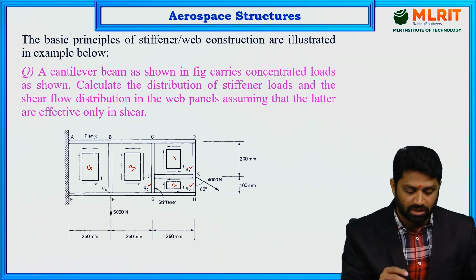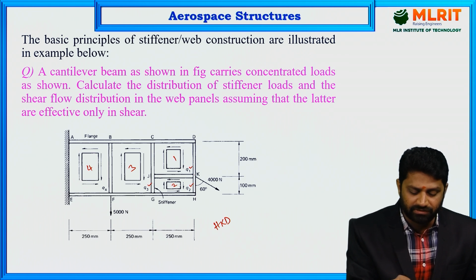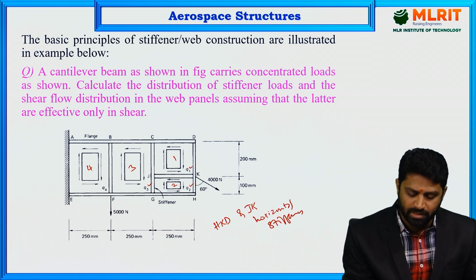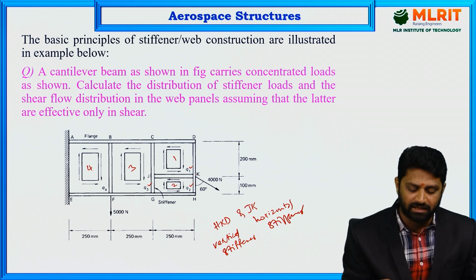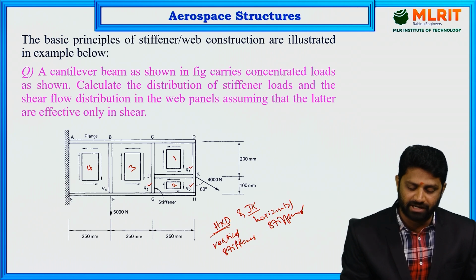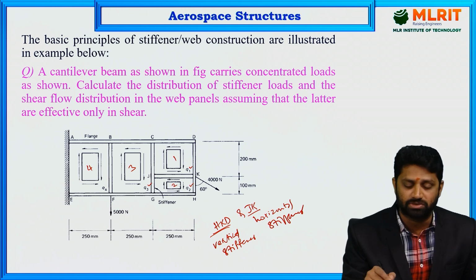First, let's consider the vertical stiffener HKD and the horizontal stiffener JK. So JK is the horizontal stiffener, and HKD is the vertical stiffener. So let's consider the horizontal stiffener JK and the vertical stiffener HKD, and let's draw the free body diagram for it, and represent all the forces and respective distances as well as the shear flow.